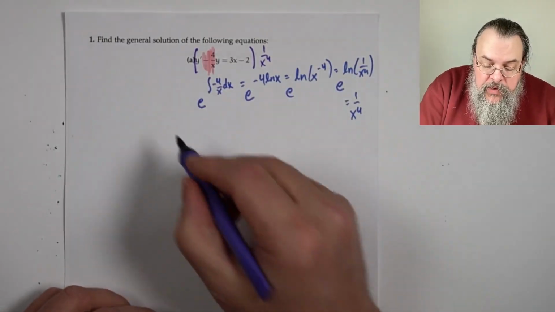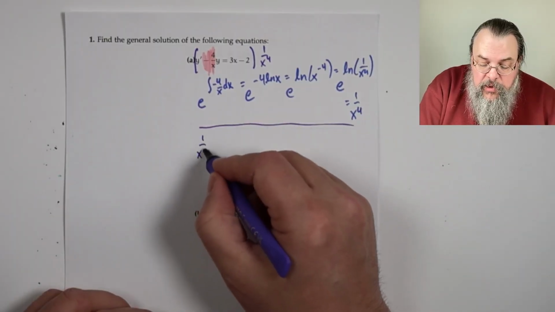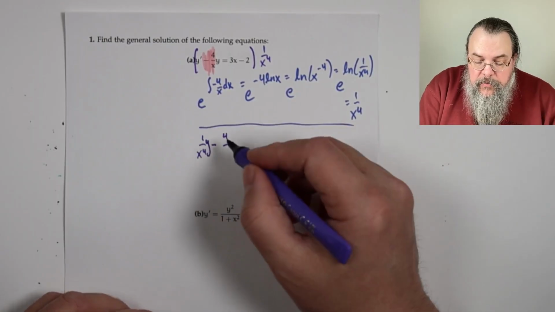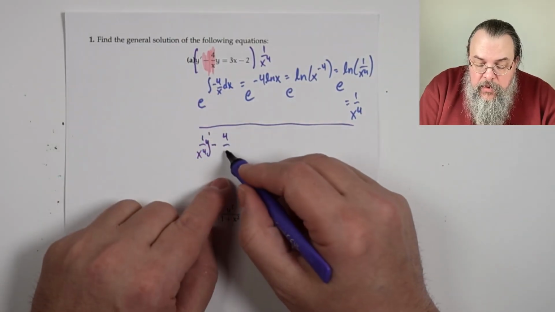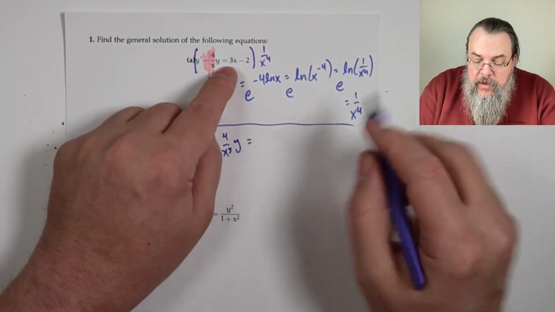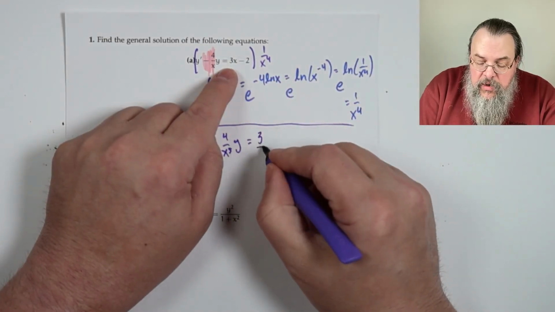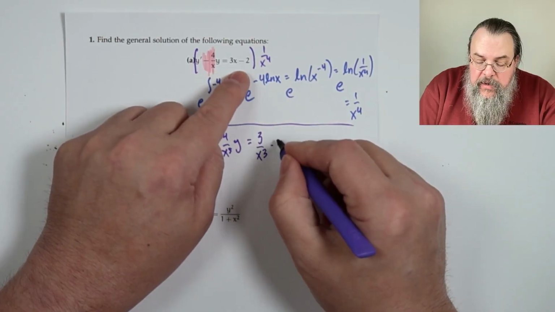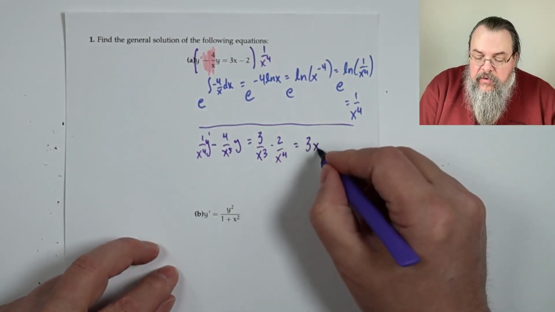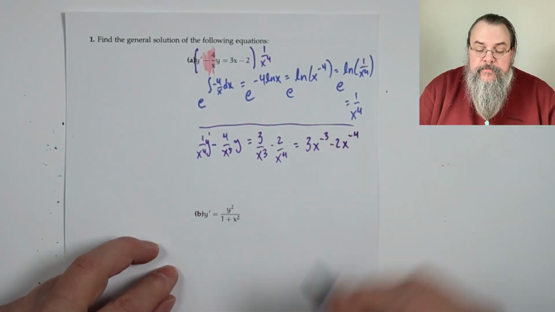So we say, all right, what does that give us? Well, it gives us 1 over x to the 4th times y prime, minus 4 over x to the 5th, y, is equal to, here, we're going to get an x canceling, so we're going to get 3 over x cubed minus 2 over x to the 4th, which we can write as 3x to the minus 3, and minus 2x to the minus 4.